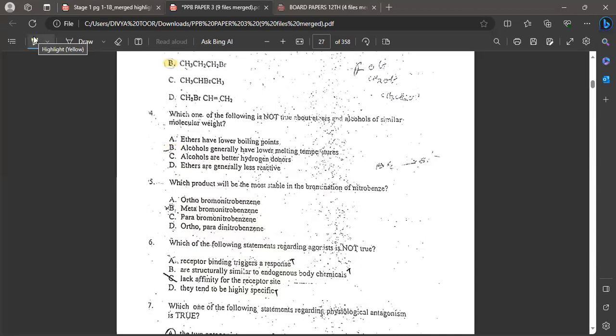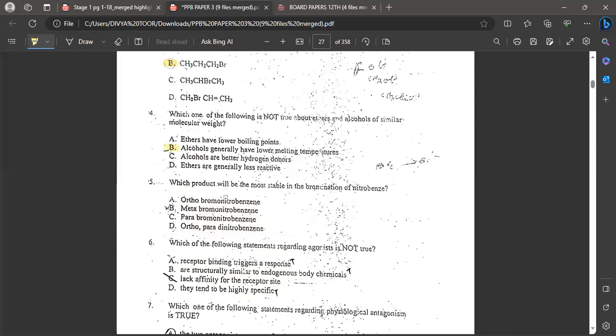Okay. So in this case, what's the answer? Ethers have low boiling points. Okay, by elimination, C and D are out, right? Ethers are generally less reactive, yeah. And A is true that ethers usually have lower boiling points. So you're only left with B. Yeah. Okay.